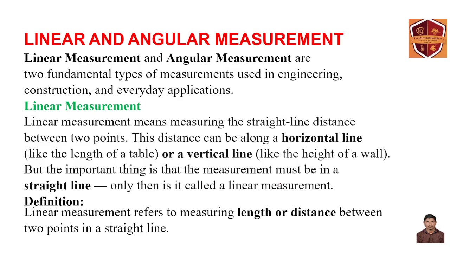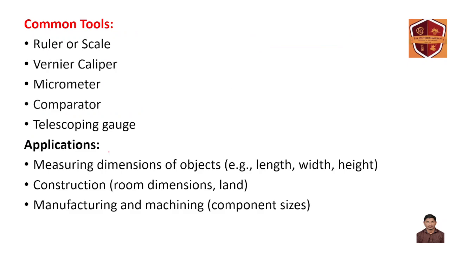Next topic, linear and angular measurements. Linear measurements and angular measurements are two fundamental types of measurements used in engineering, construction, and everyday applications. First one, linear measurements. Linear measurement means measuring the straight line distance between 2 points. It can be a horizontal line or otherwise a vertical line. You can easily find out the length or distance between 2 points in a straight line manner. That is called linear measurements.